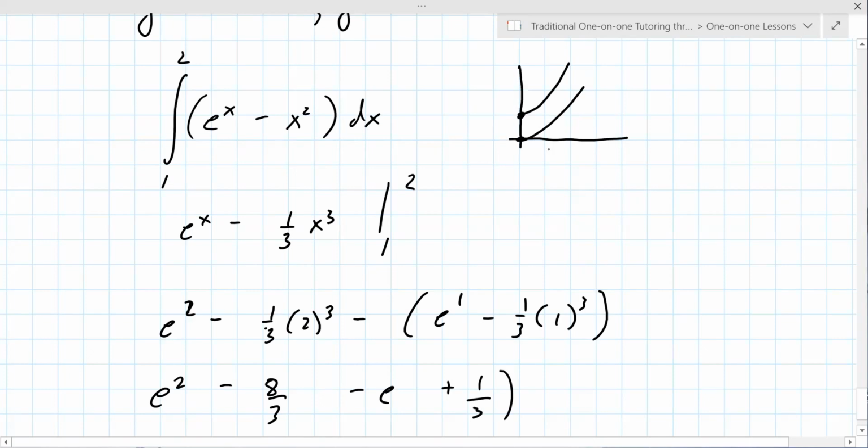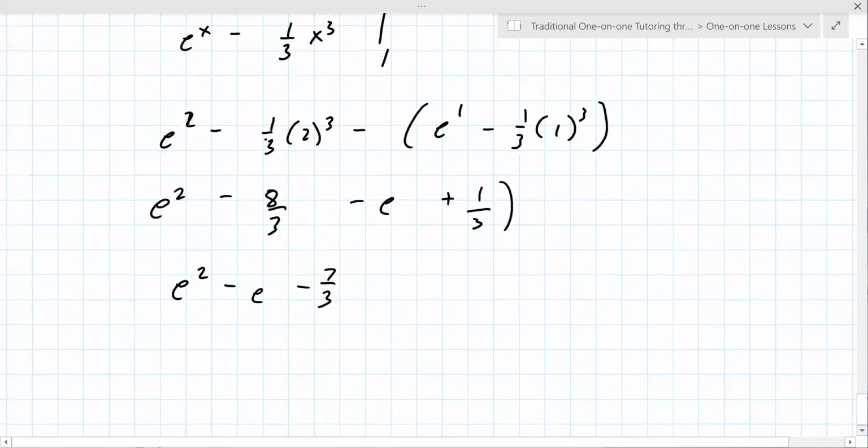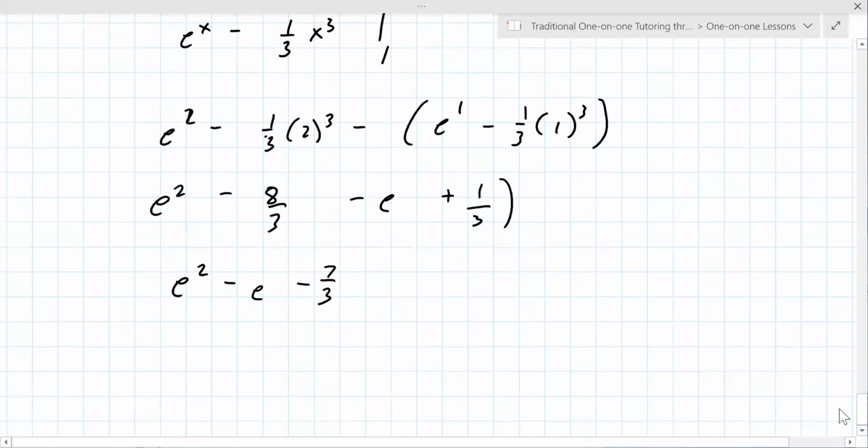Maybe you would know e to the 1 is 2.7 and 1 squared is 1. It's not great, but there is some expectation that you know this, and this wouldn't be one you could solve without a calculator. The other thing is you could check your answer and ask, is it positive or not? But you may not know what e squared is. So a little bit of guessing there.